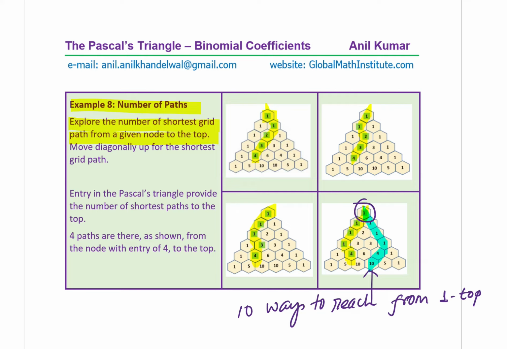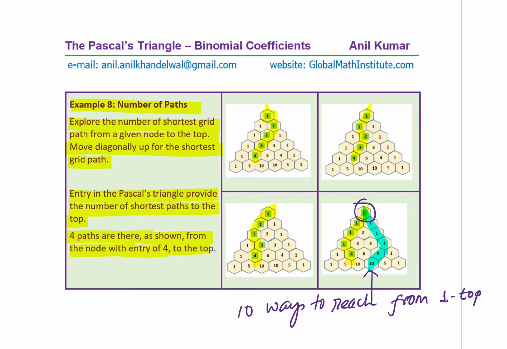Now, you need to move diagonally up for the shortest grid path. This is what we saw from any position. The number itself tells you there are so many ways. So the entry in Pascal's triangle provides the number of shortest paths to the top. That is the nutshell thing. 4 paths are there as shown from the node with entry 4 to the top. Correct? So those are the 4 paths.